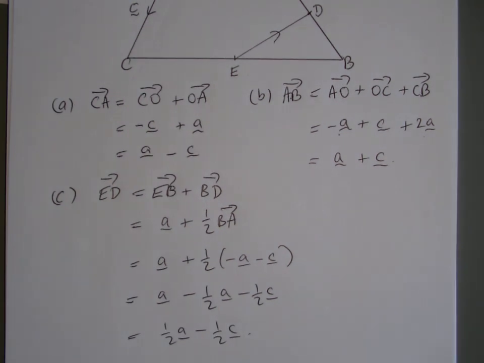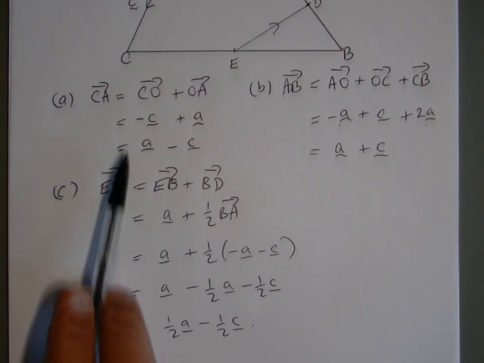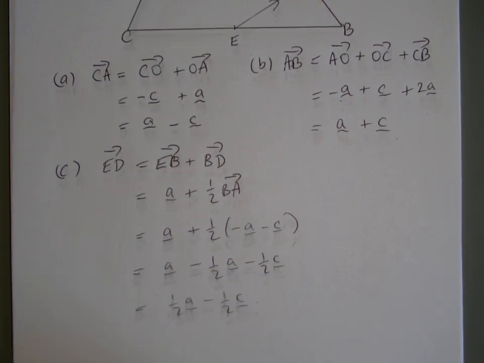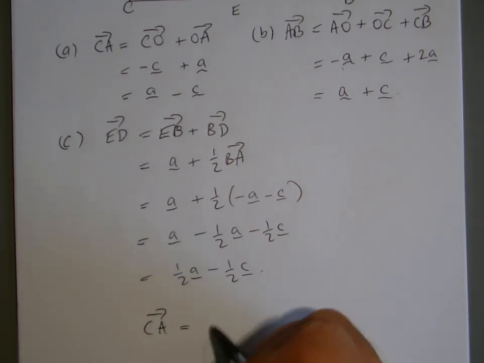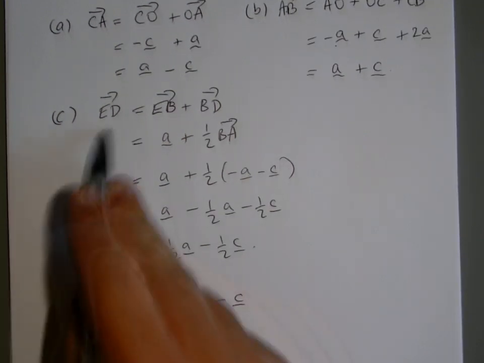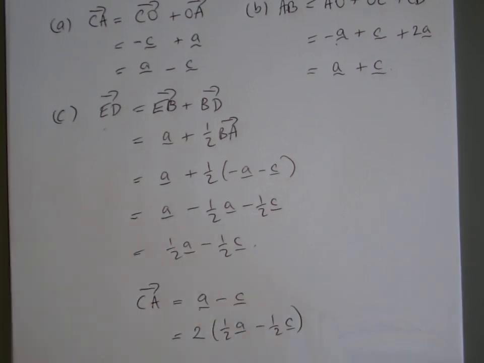And then what does it say to start with? Hence show that CA is parallel to and twice as long as ED. So there's my ED and there's my CA. So we need to show that CA is twice as long as this and parallel. Well, actually it is, because CA is equal to a minus c, which is two lots of ED. Because two lots of ED is a minus c.